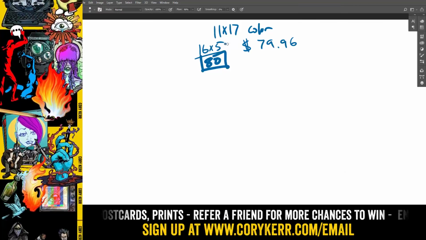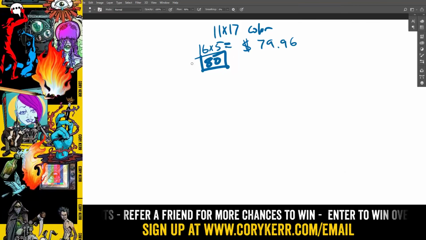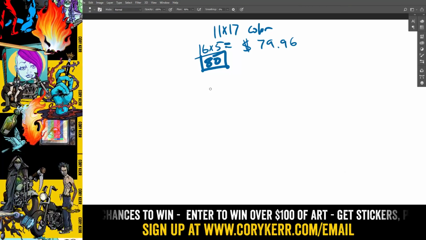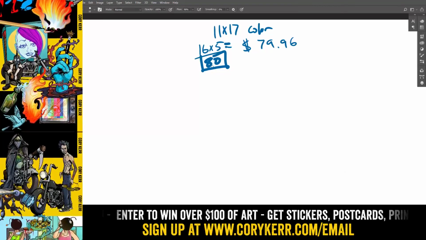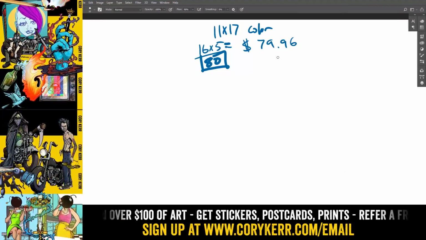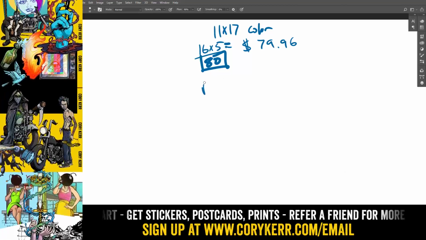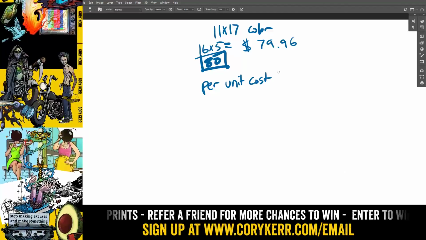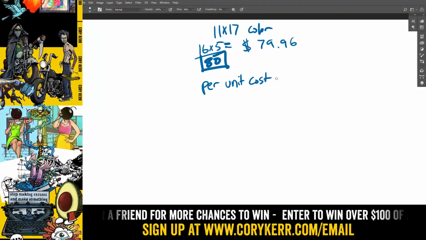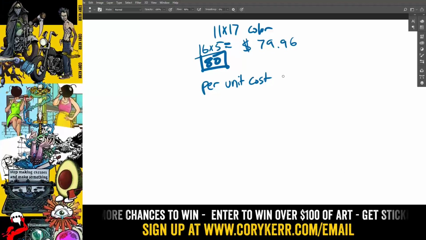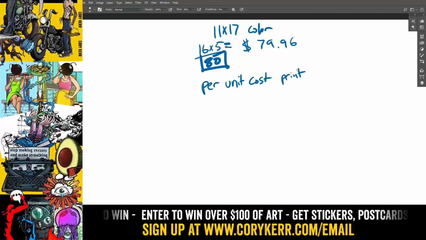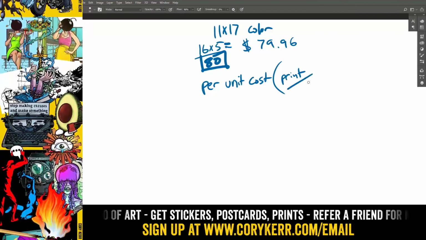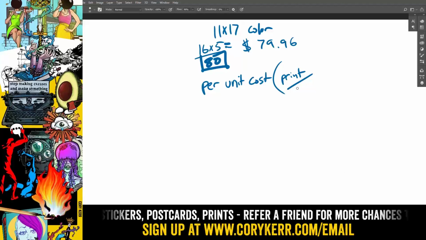So I have 80 color prints that I want to sell. And this math almost does itself, but we're 4 cents off, so we'll do it. Now I want to figure out what my per unit cost is. And so my per unit cost is going to be how much it cost me to print it. So we're going to go print costs, and then we're going to divide that by how many units there are.